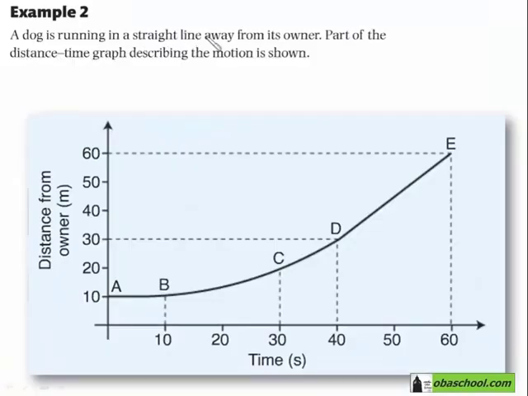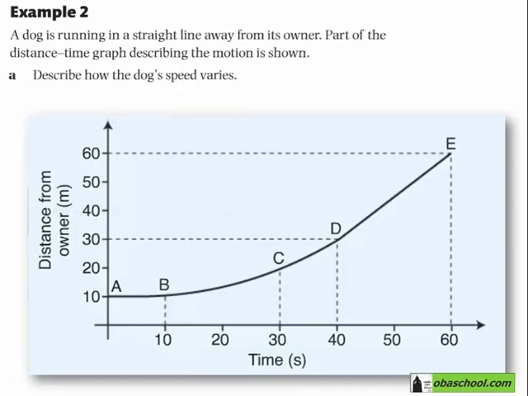A dog is running in a straight line away from its owner. Part of the distance, time graph describing the motion, is shown. So the dog is running away from its owner, and they are observing the distance covered with respect to the time as shown on the graph. Thus, the y-axis represents the distance from the owner in meters, where the scale for each unit is equivalent to 10 meters, while the x-axis represents the time in seconds, where the scale to each unit is equivalent to 10 seconds.